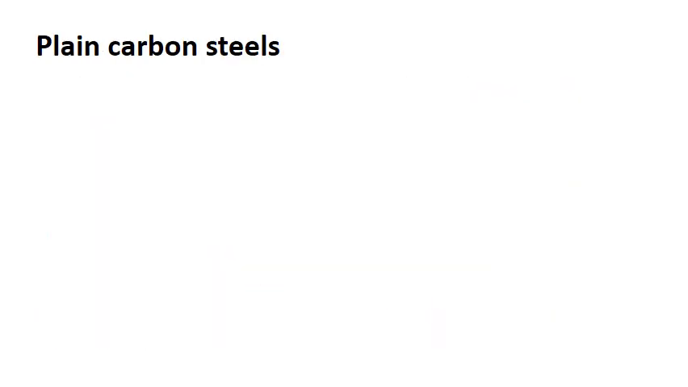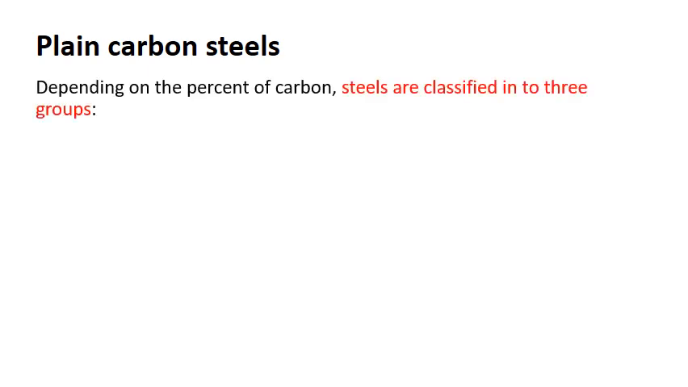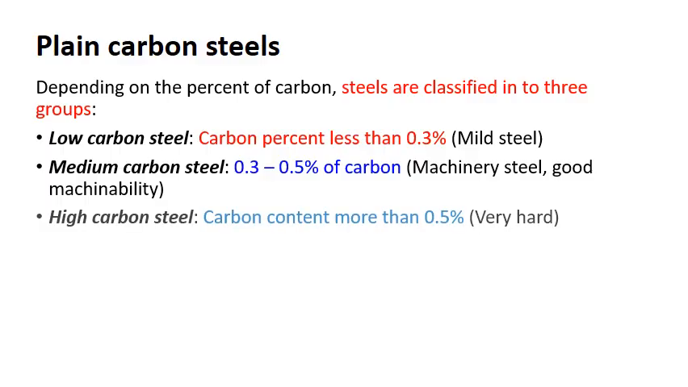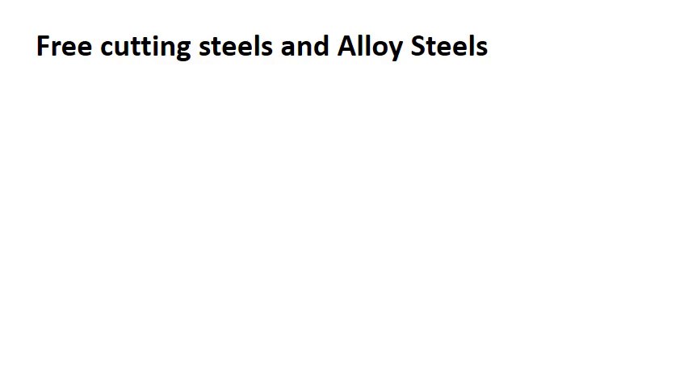Okay, plain carbon steels. So even this we use. So there are three groups. You would have studied this in material science. I don't think you remember it. Low carbon steel, medium carbon steel, and high carbon steel, based on the carbon percent. We usually call low carbon steel as mild steel, with carbon percent less than 0.3%, and machinery steel or medium carbon steel, carbon percent ranging from 0.3 to 0.5%, and high carbon steel more than 0.5%. Free cutting steels and alloy steels.